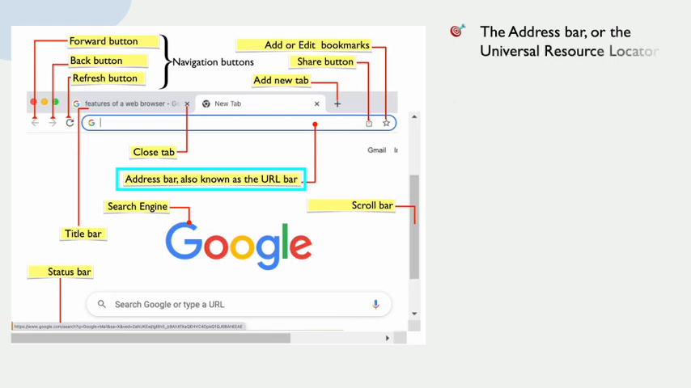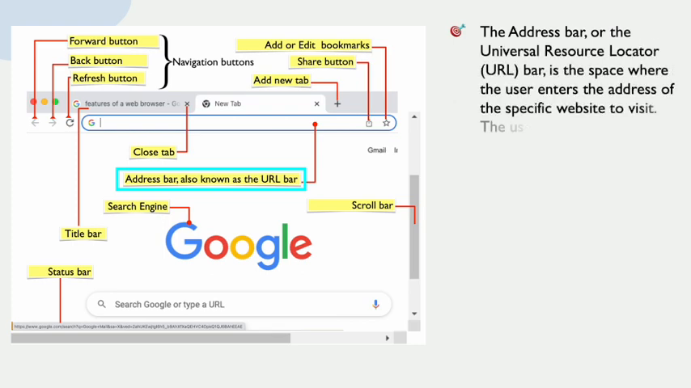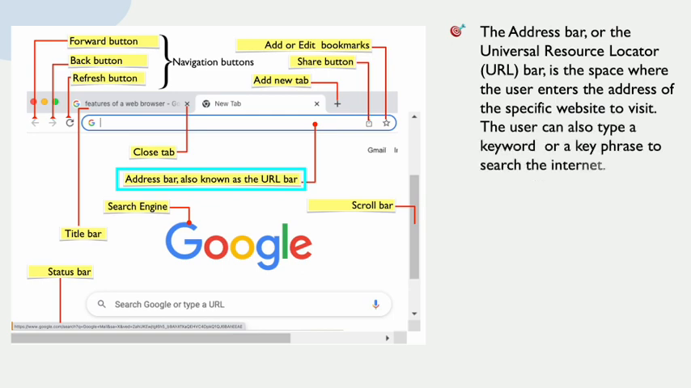The address bar is also known as the Universal Resource Locator, URL, bar. It is the space where the user enters the address of the specific website to visit. The user can also type a keyword or a key phrase to search the internet.